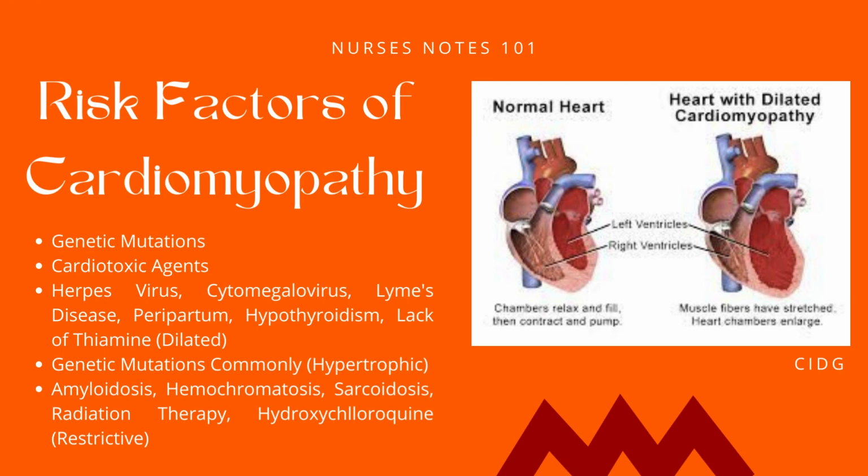Risk factors of cardiomyopathy include genetics, cardiotoxic agents, and then there are some specific risk factors for each type. To start off with hypertrophic, usually, I think it's over 80% they say it's genetics. Most of the dilated cardiomyopathies are actually from viruses. So the herpes virus, the cytomegalovirus, Lyme's disease, pregnancy-induced dilated cardiomyopathy or peripartum is a thing. It could also be caused by hypothyroidism or a lack of thiamine.